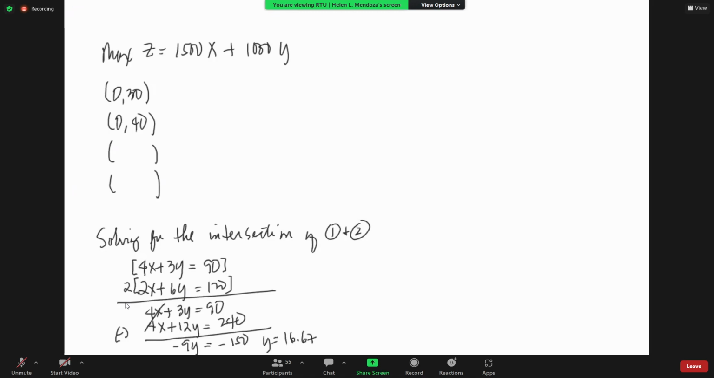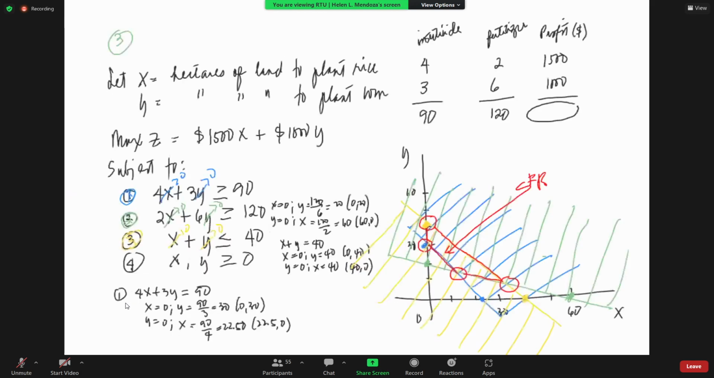16.67. It is positive. So the intersection of, what did we say earlier, what colors intersect? Blue and green. That is 1 and 2. And the other one is yellow and green, 2 and 3.